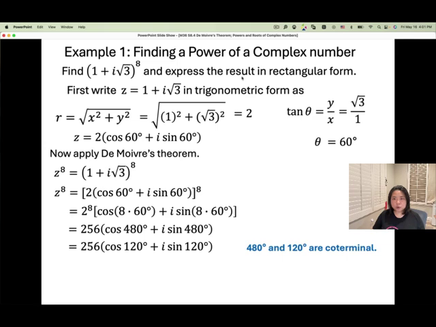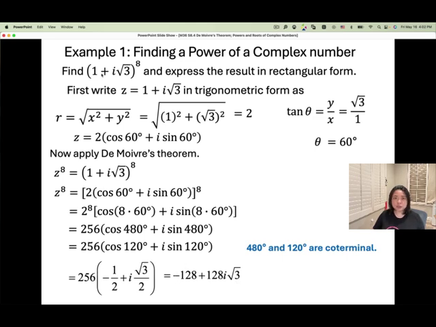Since the result has to be in rectangular form, I change the trigonometric form into rectangular form. What is cosine 120? The reference angle is 60. What is cosine 60, and what is sine 60? You should know these. Cosine 120 is in quadrant 2, so it's negative. Sine in quadrant 2 is positive. Then we distribute the 256 and get negative 128 plus 128i square root of 3. That will be your final answer.